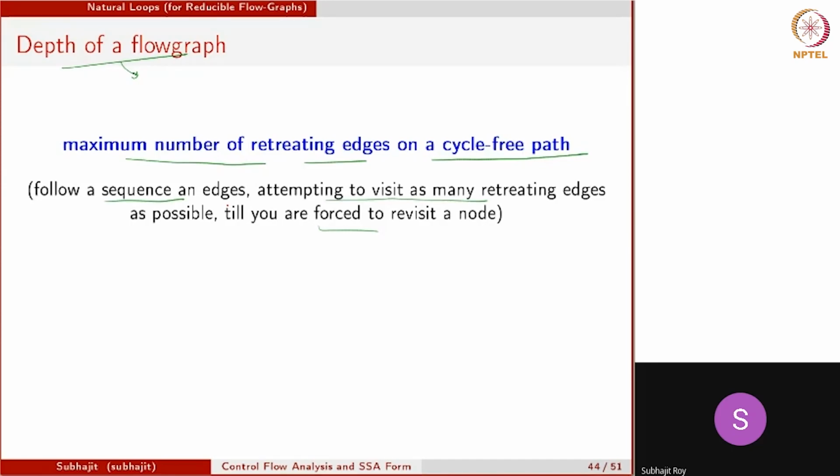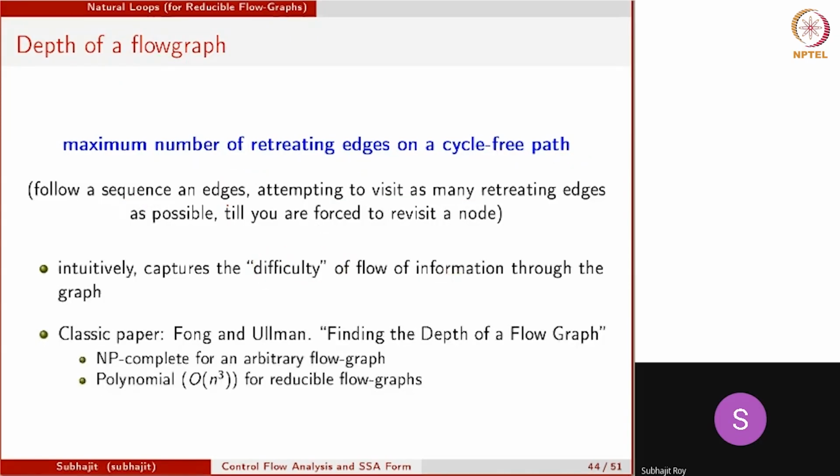They take more time. There is a very classic paper by Fong and Ullman on finding the depth of a flow graph. I should have given the year, I forgot. It's a pretty old paper, somewhere in the 70s, I think 76 or so. They actually say that it is an NP complete problem, so it's not an easy problem. Given an arbitrary flow graph, finding its depth is an NP complete problem. But if the flow graph is reducible, then you have polynomial time algorithms.